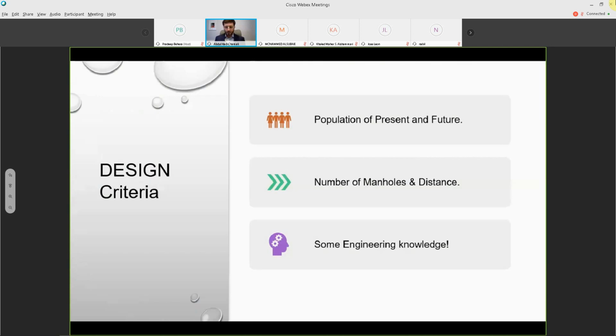Now, the design criteria I followed was very simple. It's based on the population. How many people do I have on my land, on my division, for now and for the future? Because it's very important to design for the future, not for now, so you don't have failure in your system. The second one is how many manholes and the distance between them, which follows regulations. And the third thing is some engineering knowledge. That's what we applied.